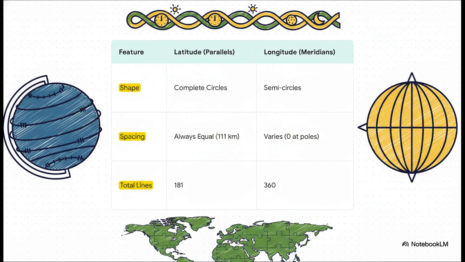Let's just quickly run through the big differences. On one hand, you've got latitude lines. They're complete circles, and they're always parallel. On the other hand, you've got longitude lines. They're only semicircles, and they all meet up at the poles. And the spacing. For latitude, it's always that same 111 kilometers apart. But for longitude, the lines are spread way out at the equator, and then they bunch up tighter and tighter until they're literally touching at the poles.